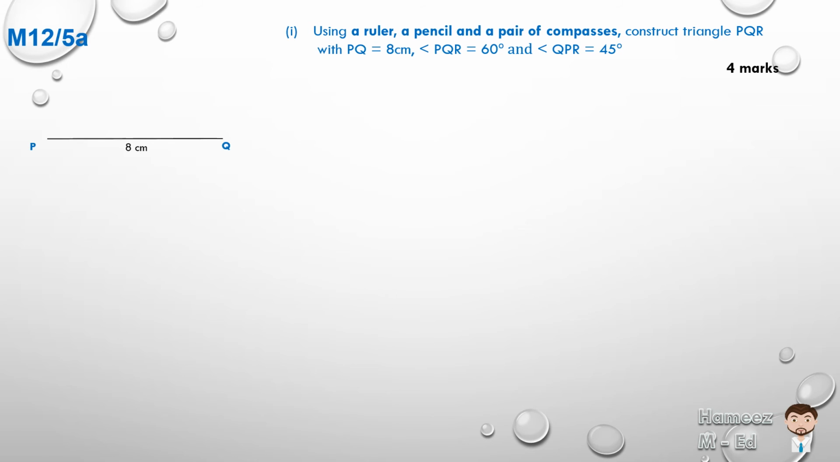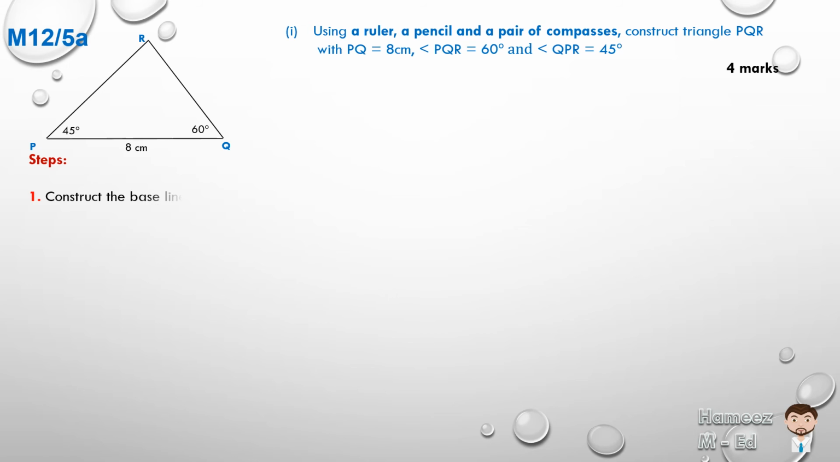PQ is equal to 8 centimeters, and the angle PQR, which means the angle, look at the middle letter, Q, is 60 degrees. That's on the right hand side. And angle QPR, which means the middle letter, the angle at P, that's 45 degrees. So we need to make a 60 on the right side and a 45 on the left side after we've made the baseline. So steps.